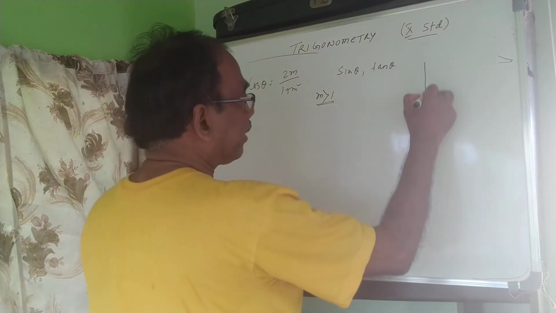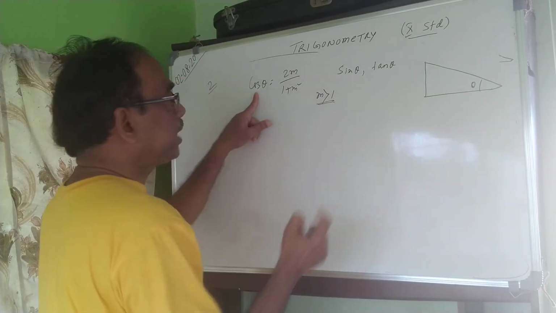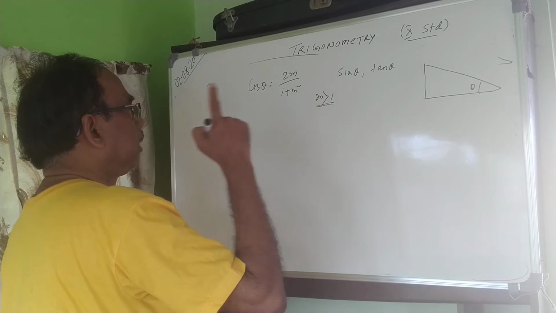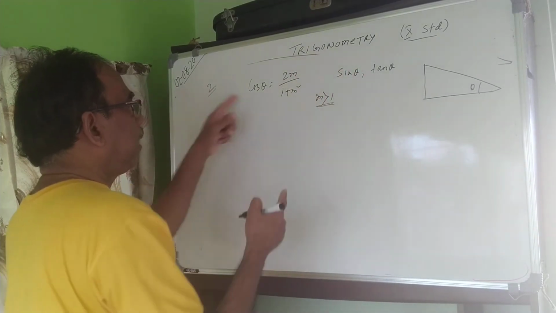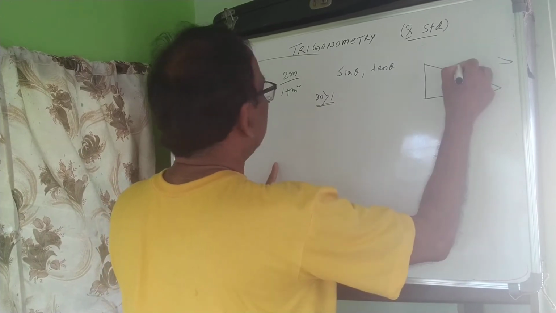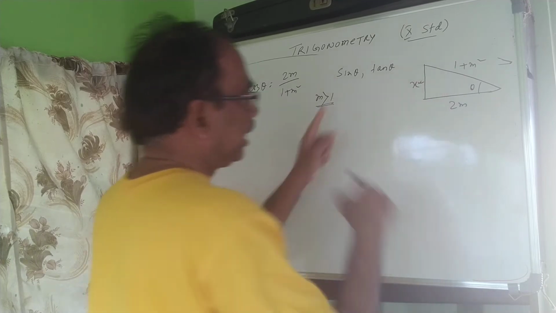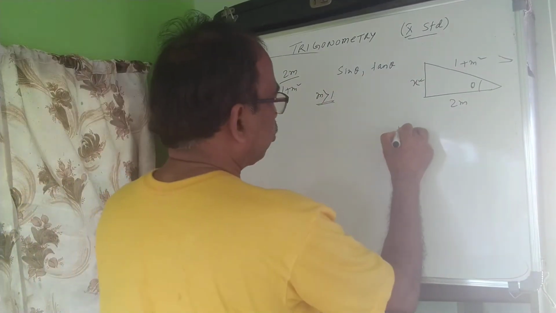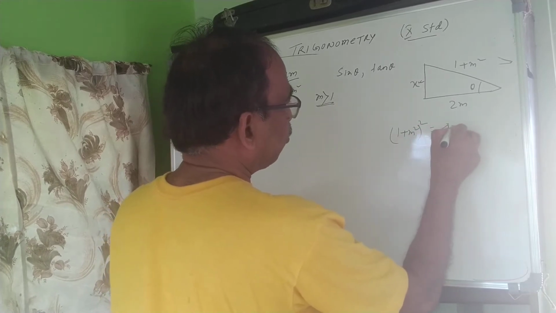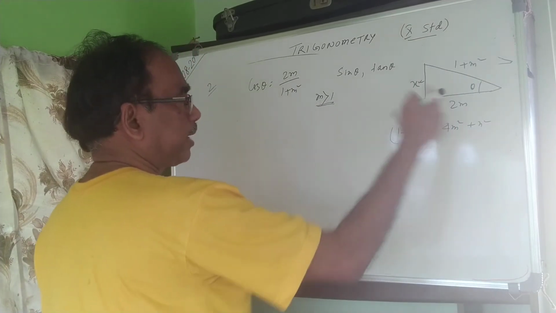Now again taking a triangle. This is theta. Cos theta is base by hypotenuse. Some people have curly brown hair, base by hypotenuse. Cos theta, this is 2m, this is 1 plus m square. We have to find this, this is x. Now using Pythagoras, 1 plus m square whole square equals 4m square plus x square. Hypotenuse square equals side square plus side square.